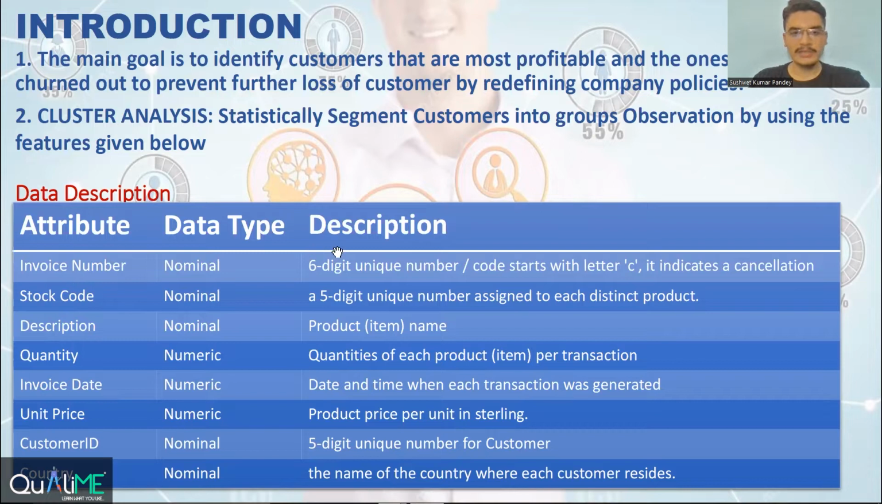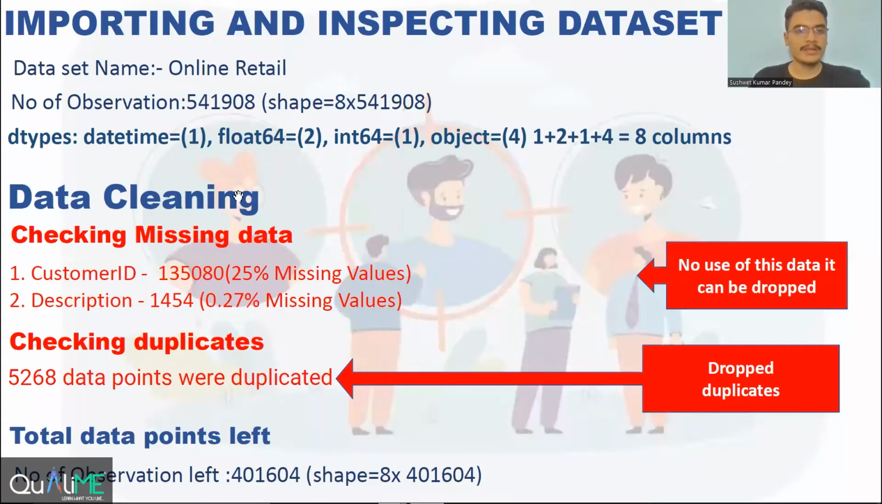And these are the basic description of the columns present in the dataset. So let's have a look at it thoroughly. Invoice number is the 6-digit unique number assigned to different transactions. Stock code is a unique number assigned to distinct product. Description is the name of product. Quantity, invoice date, unit price is the price per unit. Customer ID is the unique code assigned to different customers, and country is the name of the country where the customer resides.